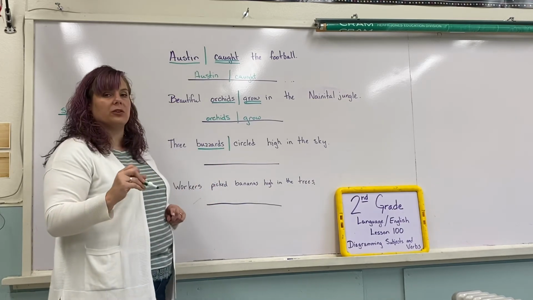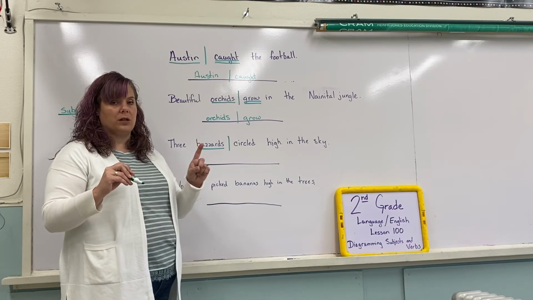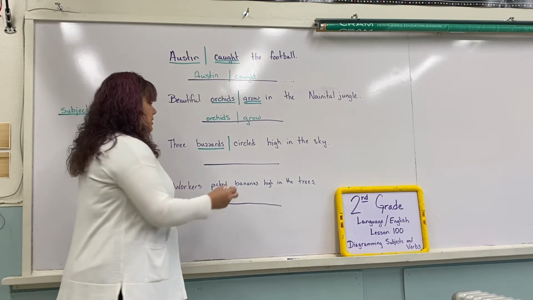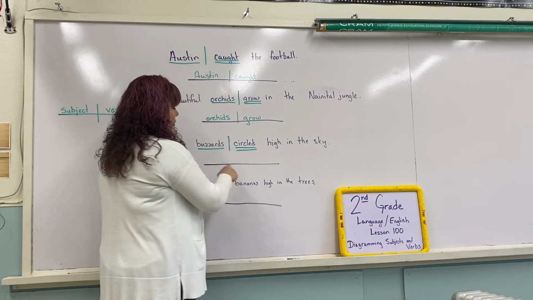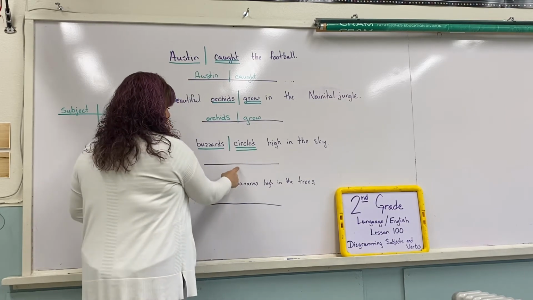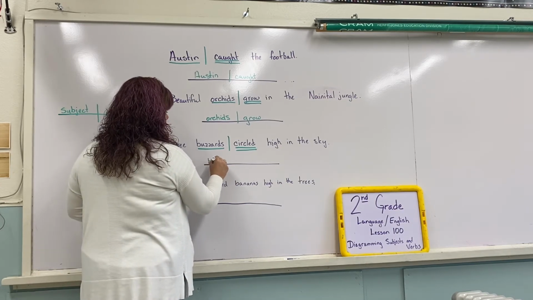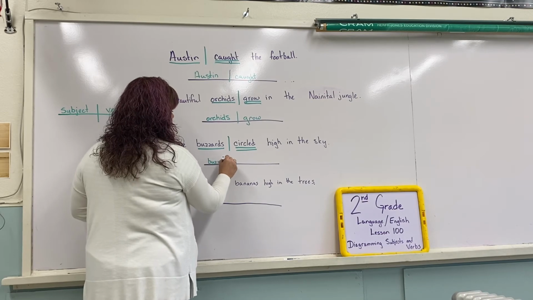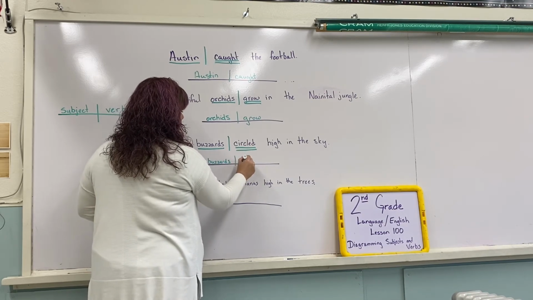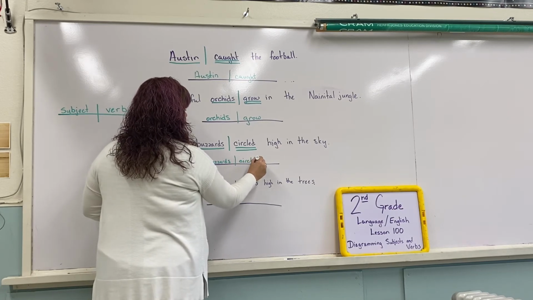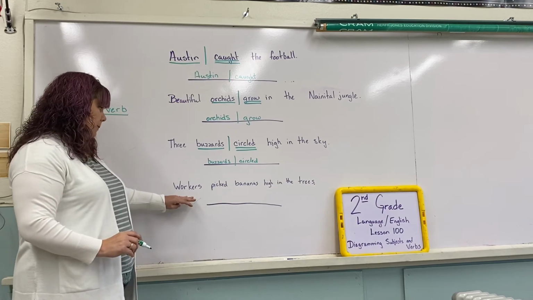One line under buzzards. Now, what did buzzards do? The one word. What did buzzards do? If you said circled, you are correct. Buzzards circled. That's our subject and verb. Now we're going to diagram them on this line, okay? Buzzards is the subject. It goes on the left, our line, and circled is our verb. It goes on the right. Buzzards circled. Okay, next one.